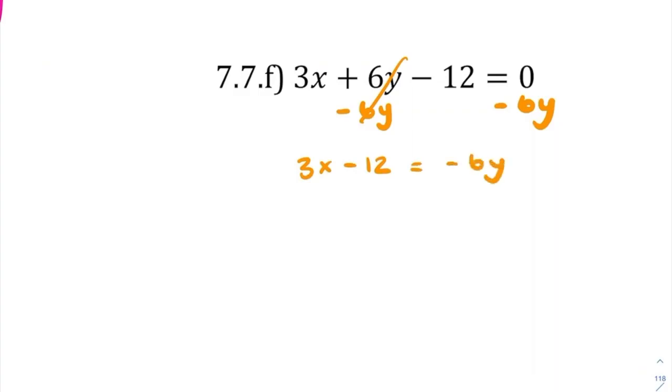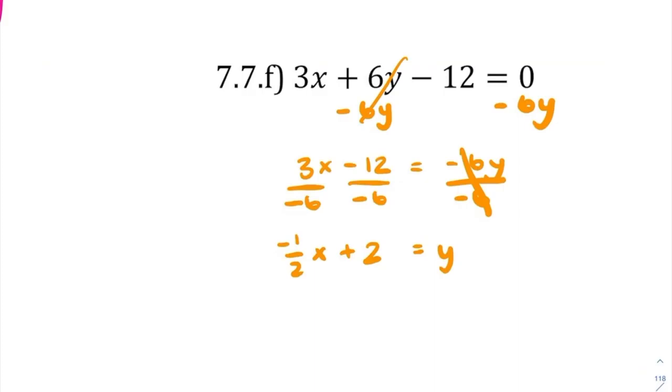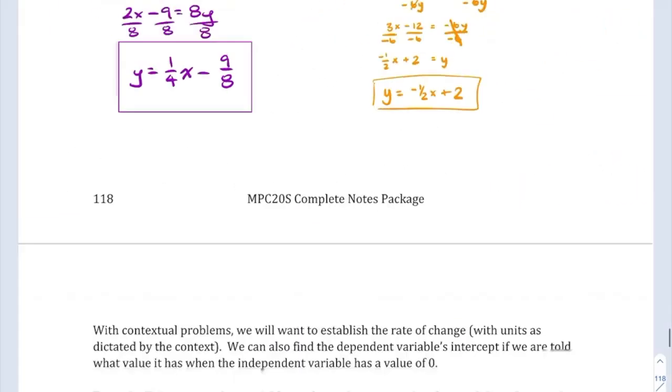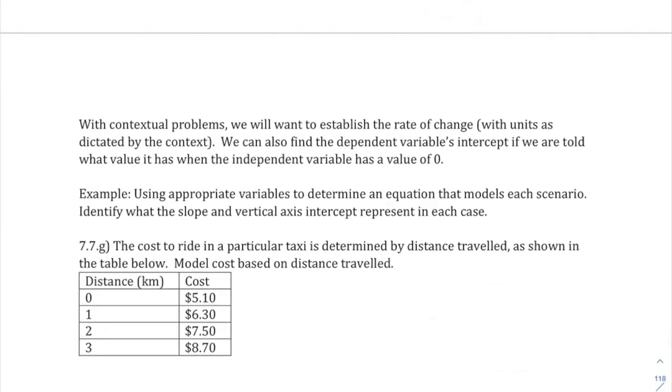So we are going to subtract 6y from both sides. That way we are left with 3x minus 12 is equal to negative 6y. To get y alone, right now it's being multiplied by negative 6. We undo multiplication by division, and we do that to every single term. Those negative 6's go bye-bye on our right-hand side with the y. And we are left with negative 1/2 x plus 2 is equal to y. And you could go ahead and rearrange that if you so desire to give us y is equal to negative 1/2 x plus 2.